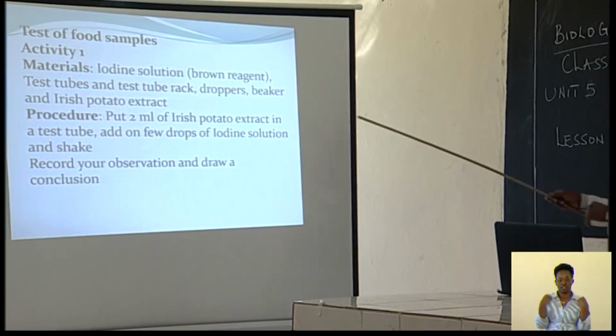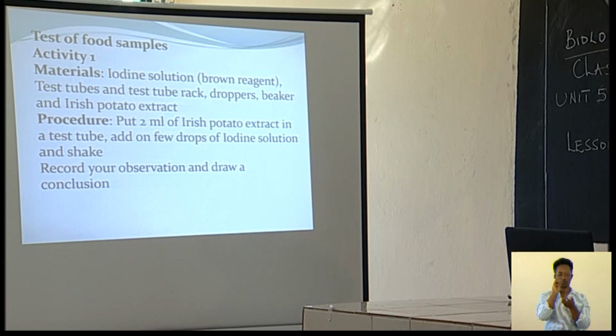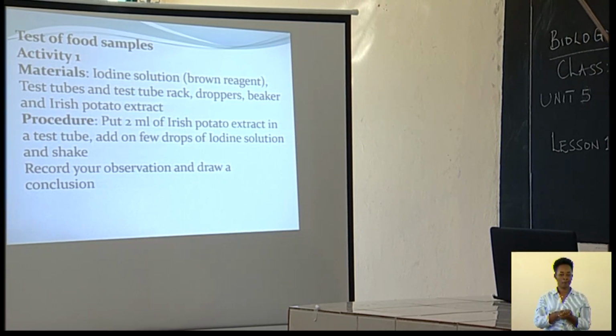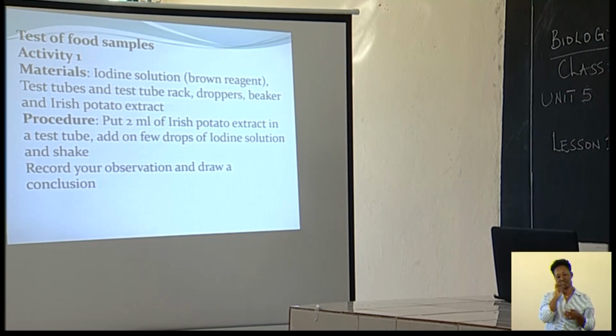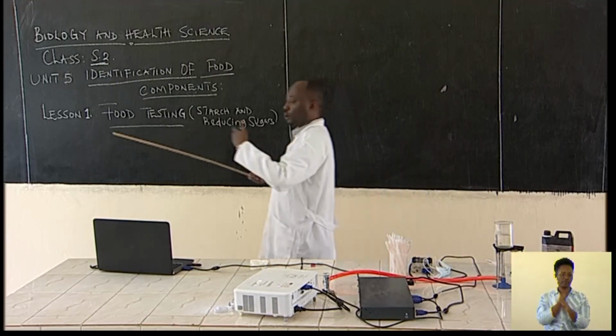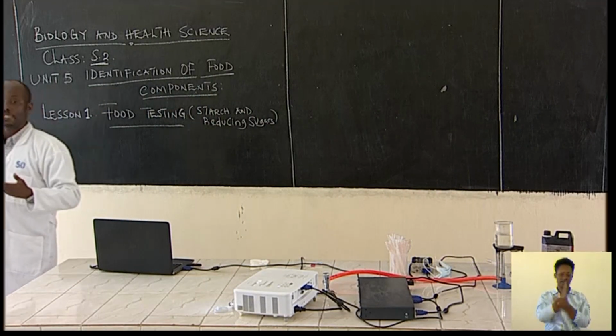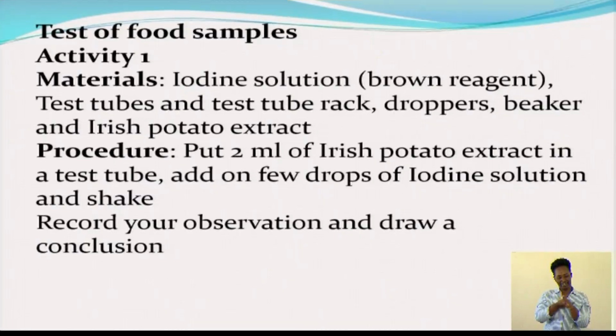We also have to use droppers. If you don't know the droppers, these are droppers. Thirdly, we have beakers. I also have examples of the beakers. We use these beakers to conduct our experiment, students. I think you are following what I'm doing. If you have some food that contains starch, take an example like Irish potato. Irish potato contains starch. Sweet potato contains starch. Cassava contains starch. All of them we can use to test the presence of starch in a food sample.